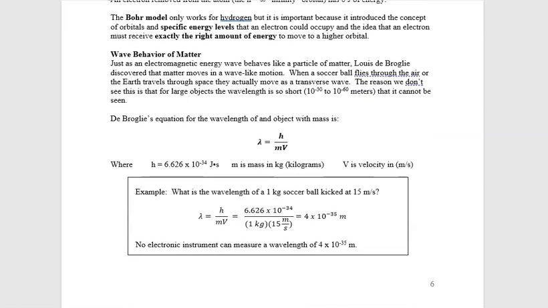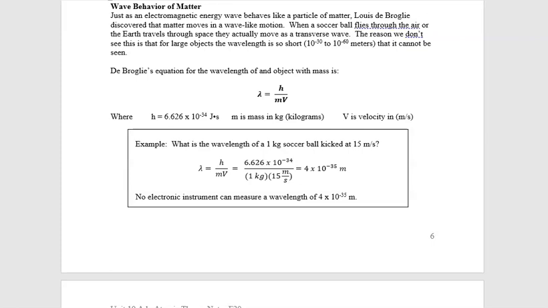The Bohr model only works for hydrogen, but it is important because it introduced the concept of orbitals and the specific energy levels that an electron could occupy, and the idea that an electron must receive exactly the right amount of energy to move to a higher orbital.